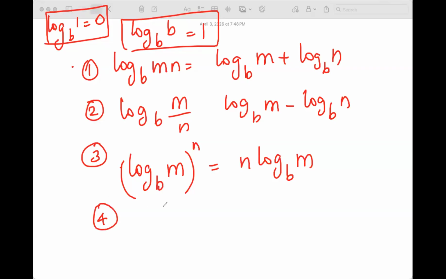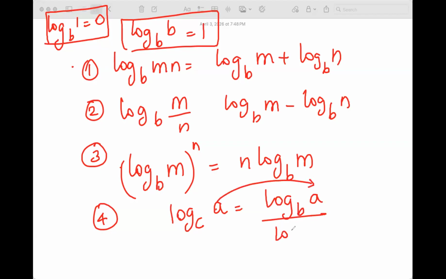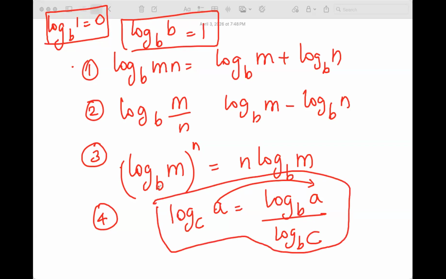Okay, and then the last one is, this is very important, guys. If you want to change the base, this is what comes handy. I want to change the base to b. Then I will write log a base b, this number, again with whatever base I need, and then log c base b. This is the most important one of all. Changing the bases of logarithmic functions comes very much in handy.